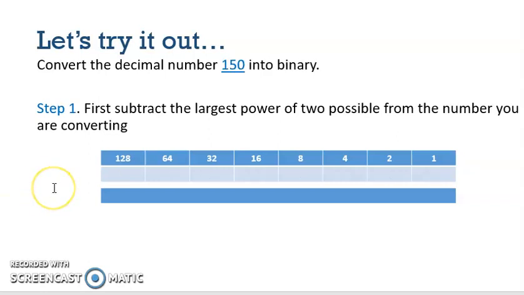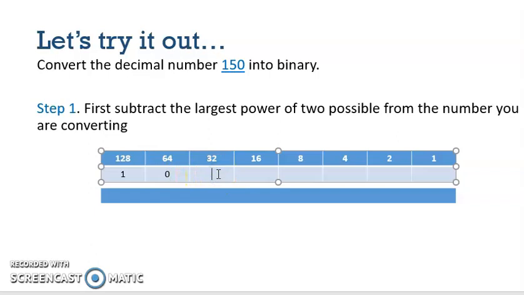So if we choose a different decimal number, 150, starting from here again, does 128 go into 150? It does, yes, so therefore we put a 1. If we then find out the remainder, so 150 minus 128 gives us 22, so that's the number we're now working with. Does 64 go into 22? No, because it's too big.